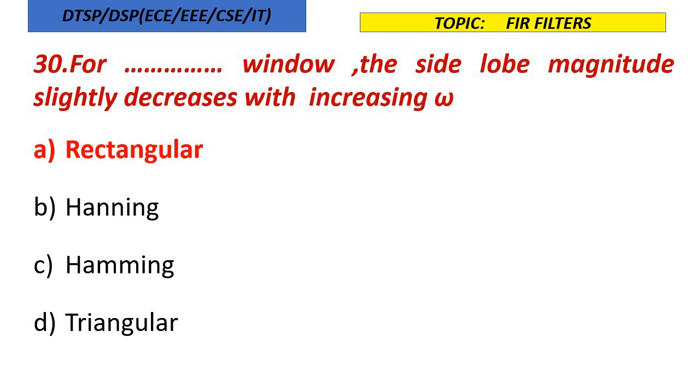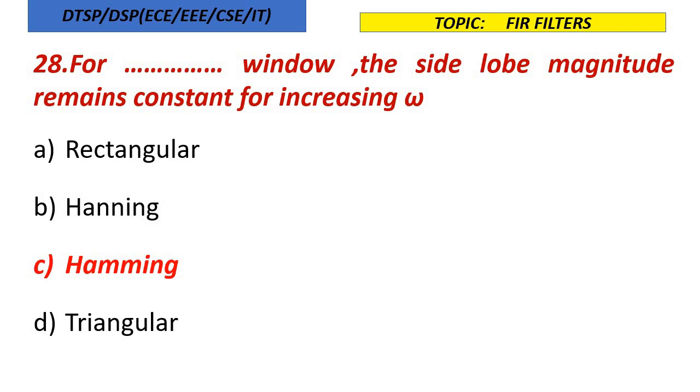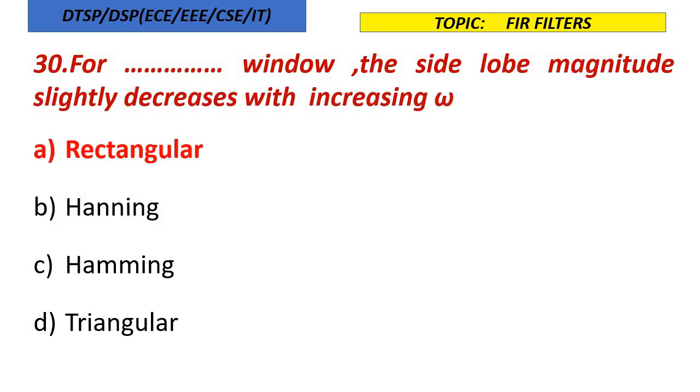Next question: for dash window the side lobe magnitude slightly decreases with increasing omega. This is for the rectangular window. So three things we have to remember. For the rectangular window the side lobe magnitude slightly decreases, and for the Hanning window the side lobe magnitude decreases with increasing omega. For Hamming, the side lobe magnitude remains constant. Hamming constant, Hanning decreasing, rectangular slightly decreasing.